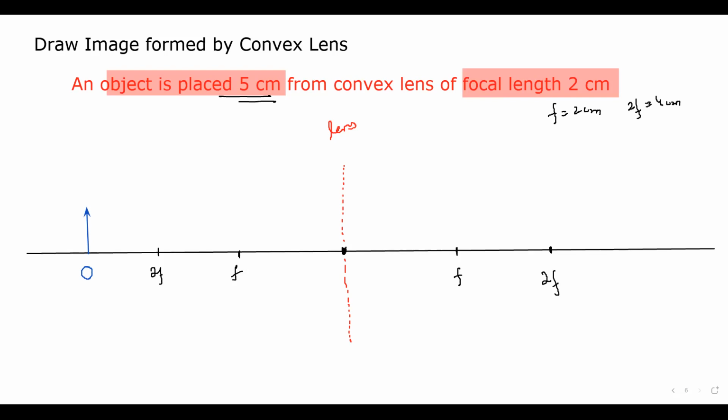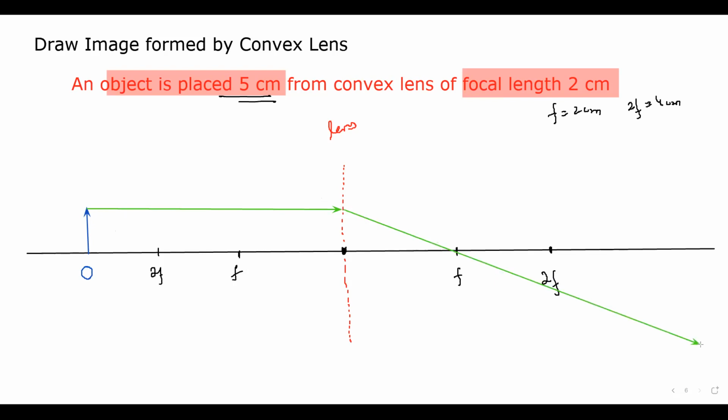Now how do we draw an image? We have to take two rays from the object. For example, this is the first ray. The first ray is parallel. First draw a parallel ray from the tip of the object. Draw a light ray, ray 1, parallel to the principal axis. If a ray of light is parallel, from which point should it pass? It should pass through the focus.